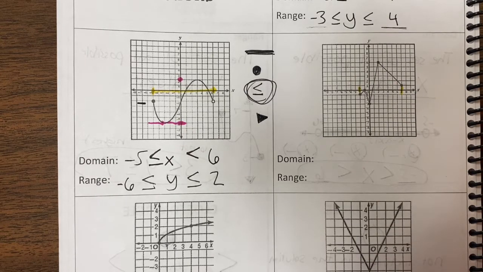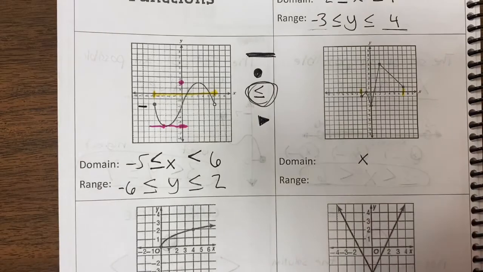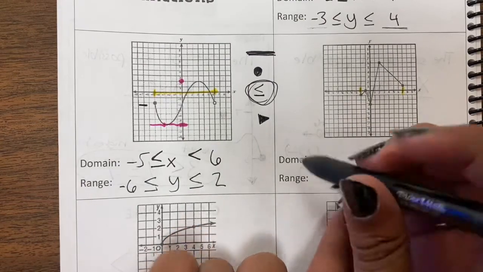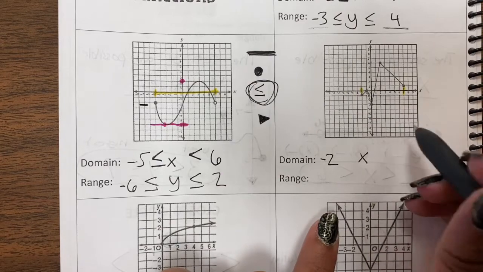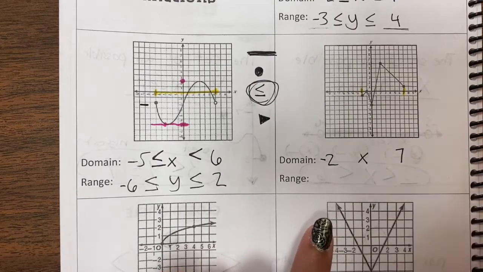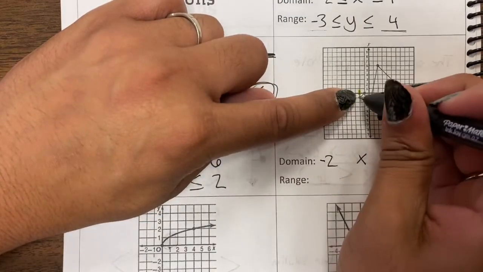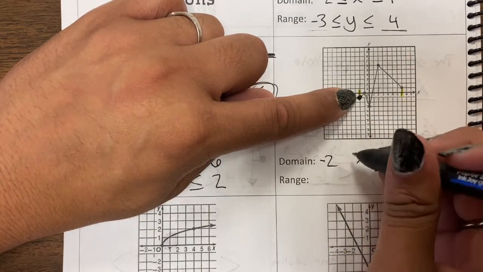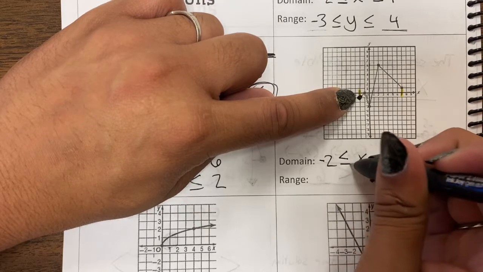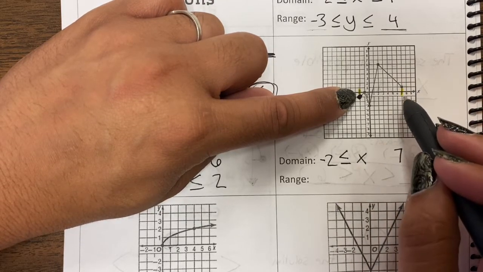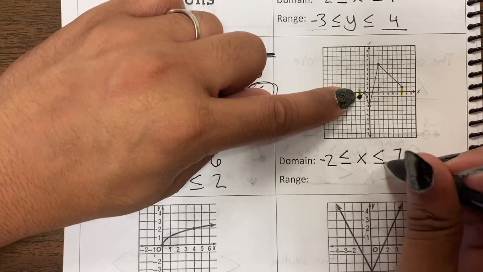So for domain, remember, we always use x. X is a set of input values, meaning the domain. So we know it's x, and we know the furthest point left is -2, and the furthest point right is 7. So now we want to use which symbols. So right here, I see a closed circle, meaning we're going to use less than or equal to. And over here, I see a closed circle as well, so we're going to use less than or equal to.